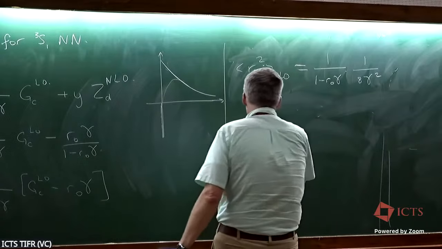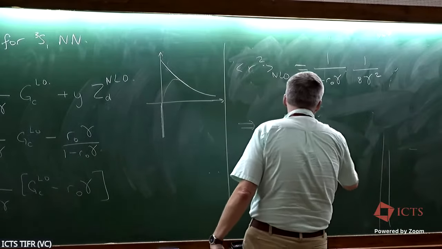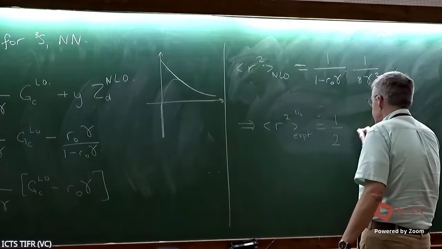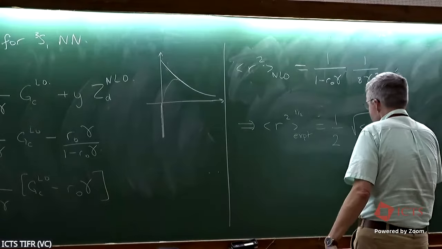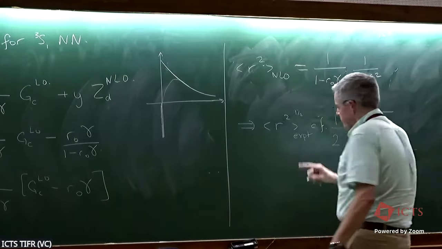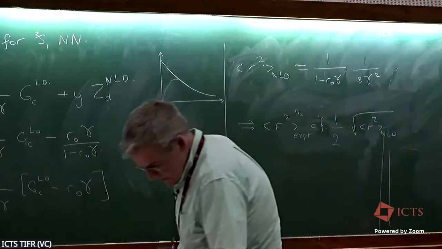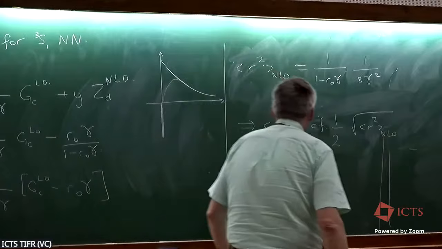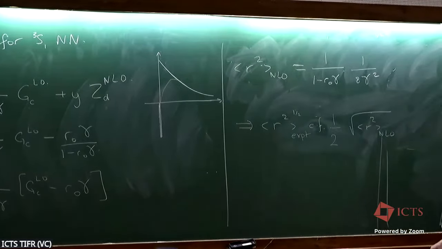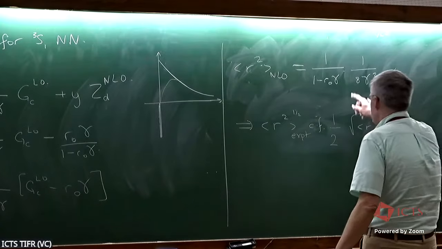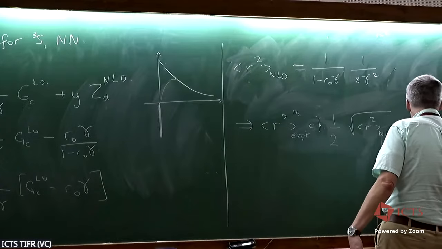So if I talk about R squared to the 1/2 experiment, this is actually 1/2 the square root of this, or we should compare to this, because the experimental number is like a proton radius, not a relative radius. So if I sat down and worked this out earlier this morning, this number, 1/2 the square root of R squared NLO, is 3.95 Fermis.